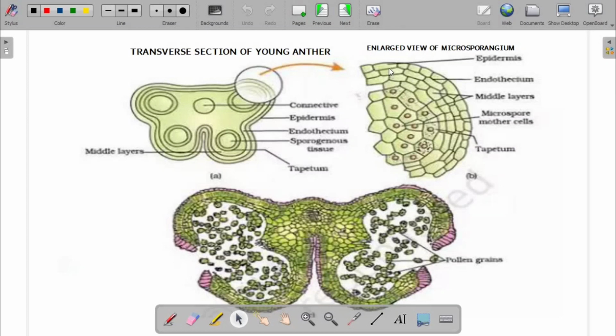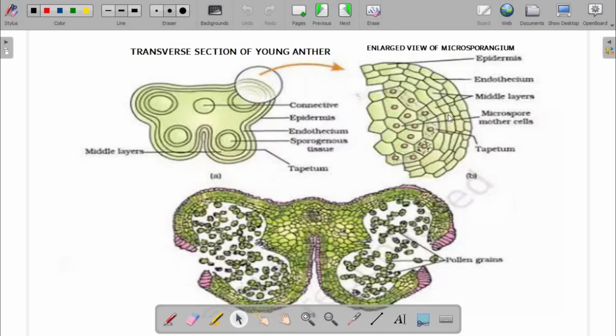The next diagram shows us an enlarged view of the microsporangium, showing the sac-like structures, where the cellular structures are the microsporogenous cells or microspore cells, which are going to form future pollen grains. The outer layer just after the microsporangium is known as the tapetum layer. The tapetum layer acts as a nurse cell, nourishing the sporogenous tissues so that they are able to derive nutrition from it and grow as male gametes.